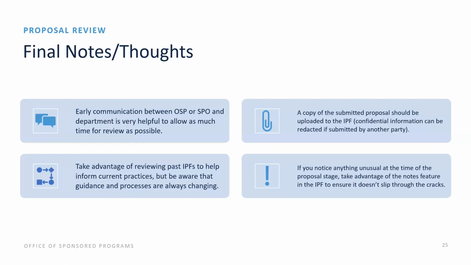Okay, so some final notes, thoughts. Early communication is really, really helpful. Work with your OSP representative, your SPO representative, the person who's been assigned to that proposal, and communicate with them. It's helpful to know things are coming, to know if there's any pitfalls. Going back to those deadlines that we talked about, that internal deadline, I think that was a great analogy. We've got certain things we need in 5 business days. We've got other things we need in 2 business days.